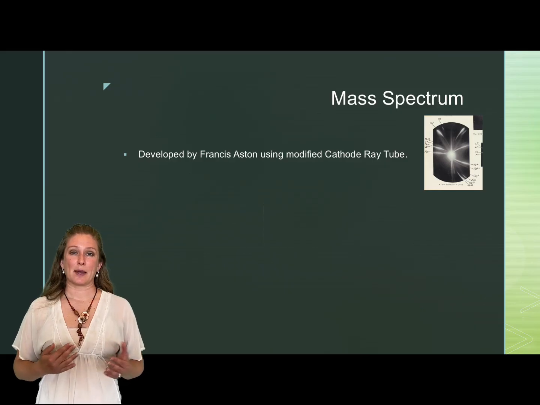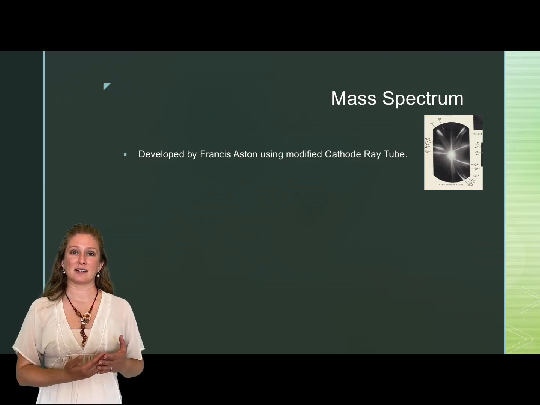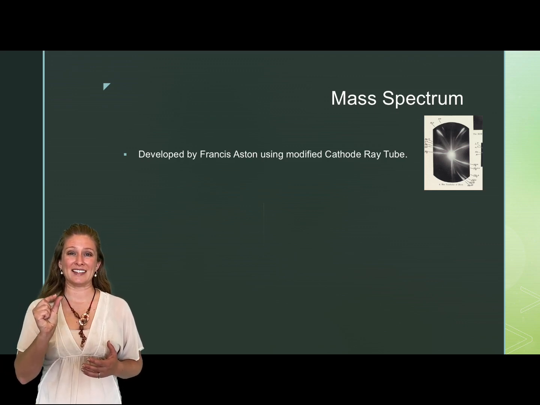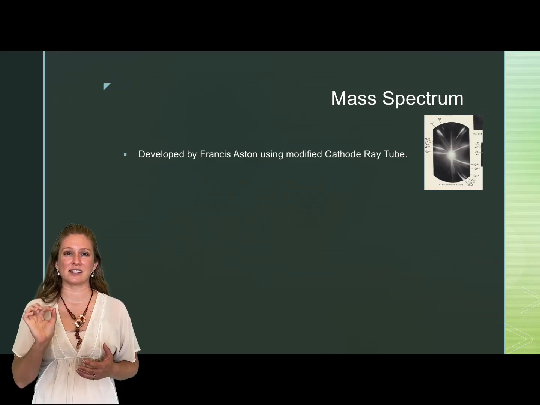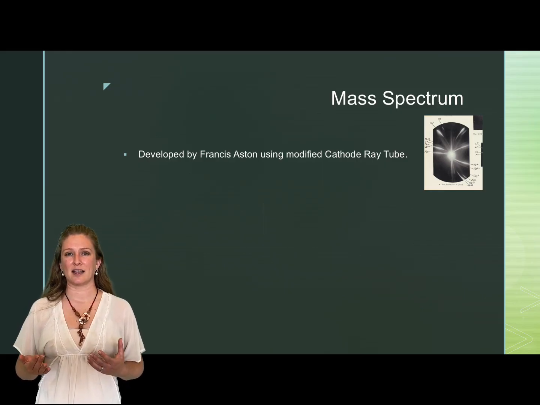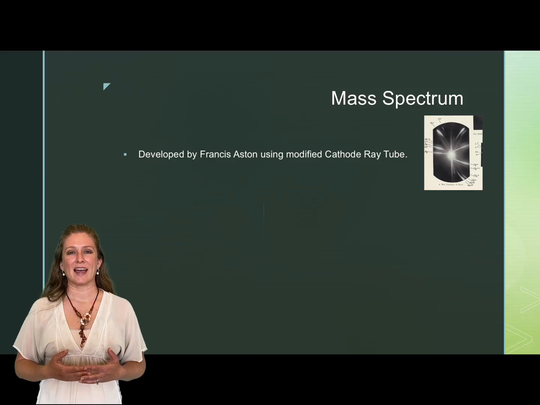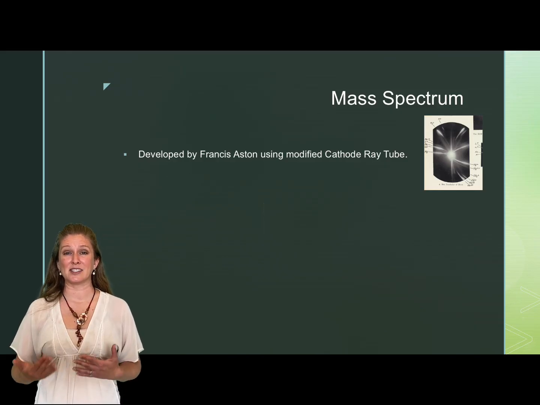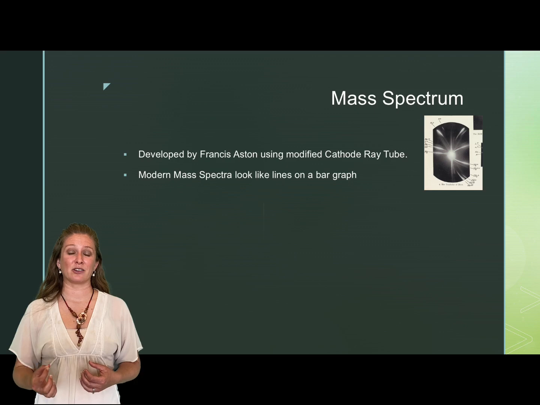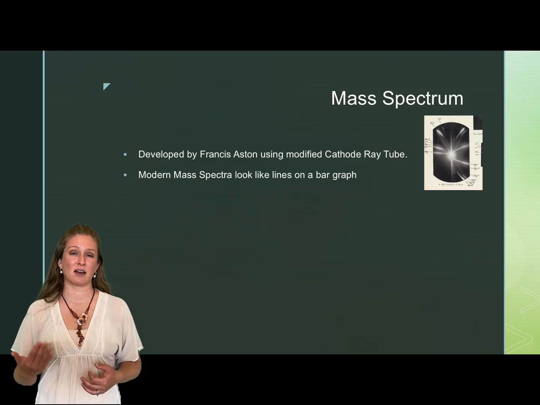What he discovered was that by bending the cathode ray tube and applying a magnetic field, he could separate out the atoms that had different masses from each other of a single element. We're talking about really small differences in mass, but he was able to do this first with neon and then with other elements as well. And this process has developed into even more detailed and intricate machinery, which now very accurately can count not only the mass of the substance, but also the relative abundance of that substance.